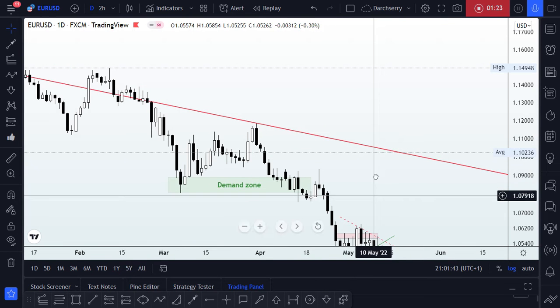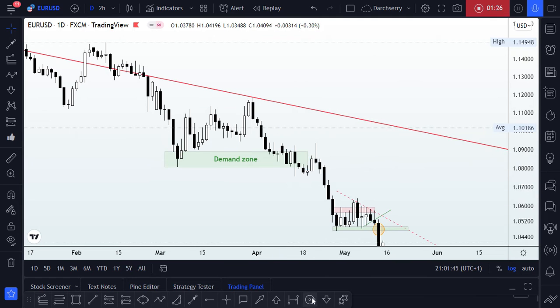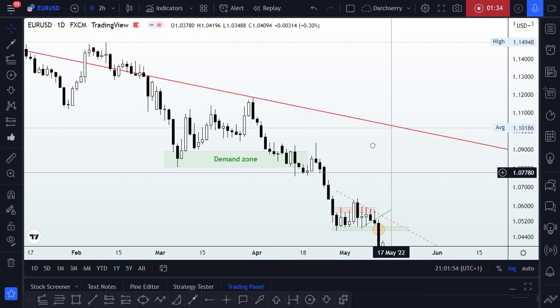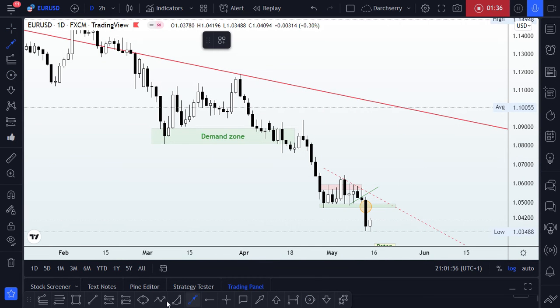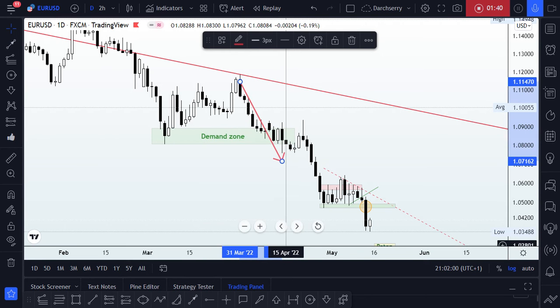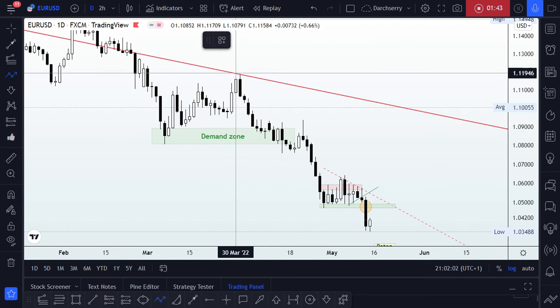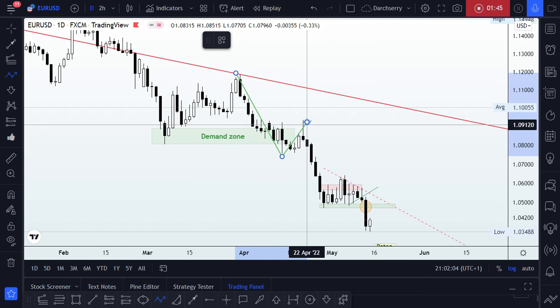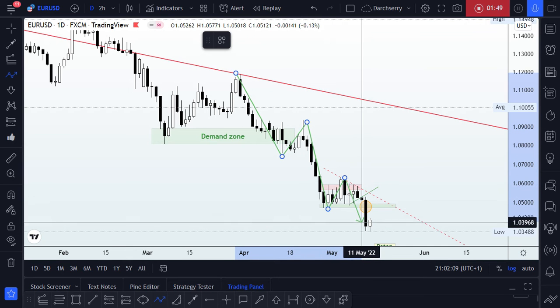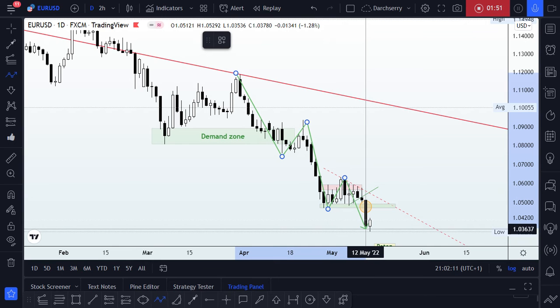So we had a demand zone here, not until price broke that demand zone in mid-April, emphasizing the strength of the sellers at this point in the market as we continue to see lower lows and lower highs. We saw this lower low, lower high, lower low, and a lower high, and we already have another lower low at the end of last week's trading session.